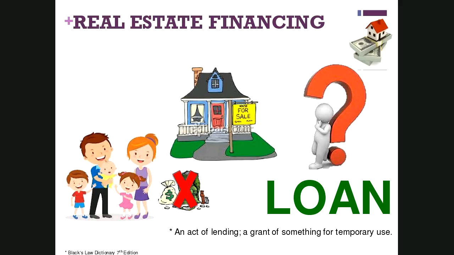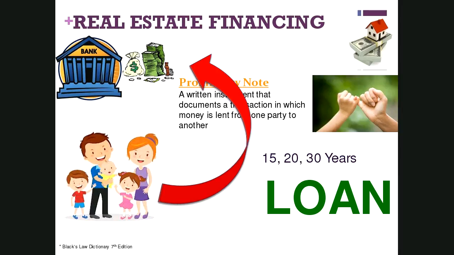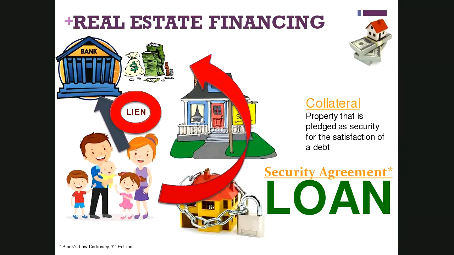Remember in the last section, we learned that if you don't have a pile of money to buy a house, you can get a loan. And that when you get a loan, you sign a promissory note that says you're going to pay this money back over the next 15, 20, or 30 years. And you give the bank or the lender a lien on the property when you sign a security agreement, pledging the property as collateral to guarantee payment of the debt.